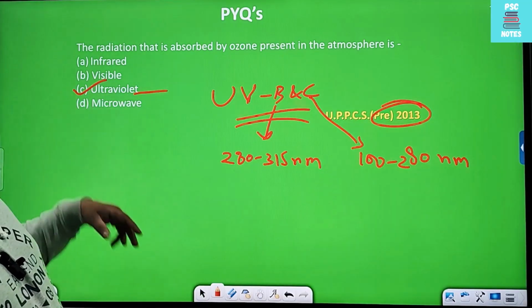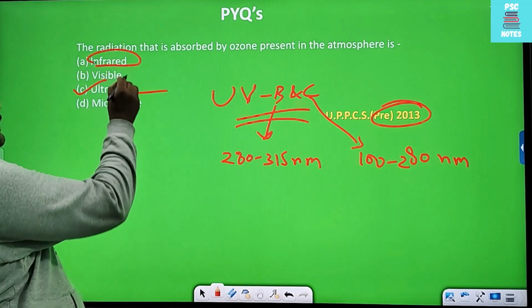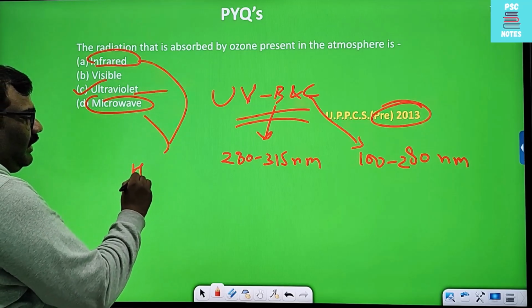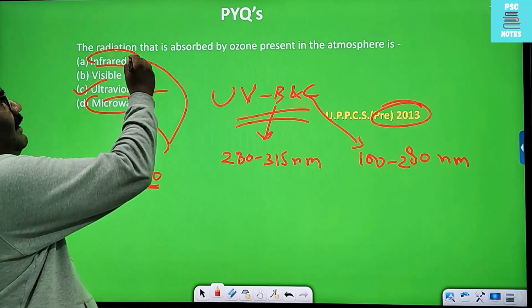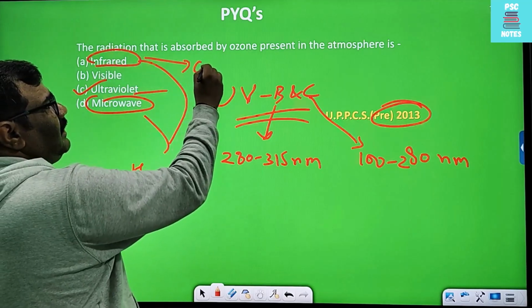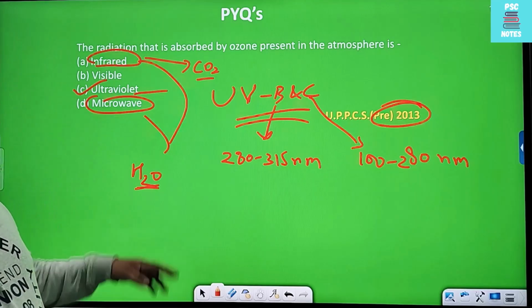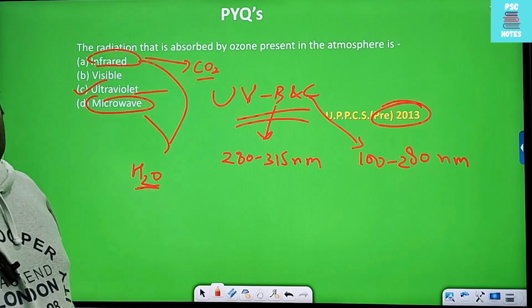And why not the other options? Infrared radiation and microwaves are both absorbed by water, and infrared rays are also absorbed by carbon dioxide present in the atmosphere, while visible light passes through the atmosphere.